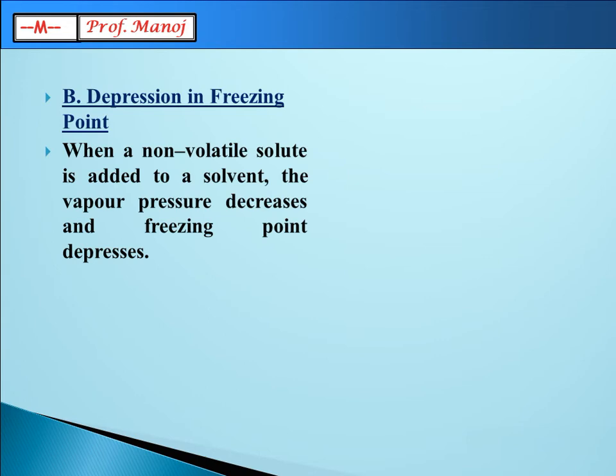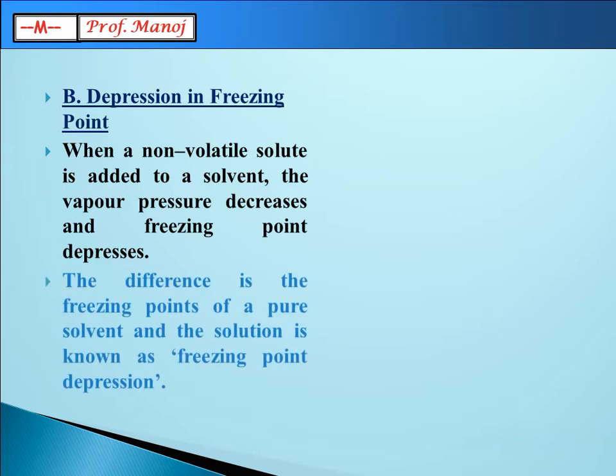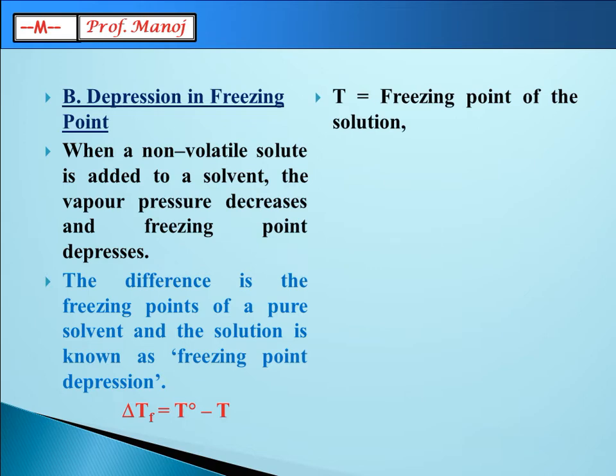Let us define depression in freezing point. When a non-volatile solute is added to a solvent, vapor pressure decreases, freezing point decreases. This difference in the freezing point of pure solvent and a solution is called freezing point depression. Mathematically, it is given as delta Tf is equal to T0 minus T. Now you can imagine out of 2 which is going to be a higher value. T0, the solvent value is going to be higher, solution value is going to be smaller. That is why T0 minus T is written.